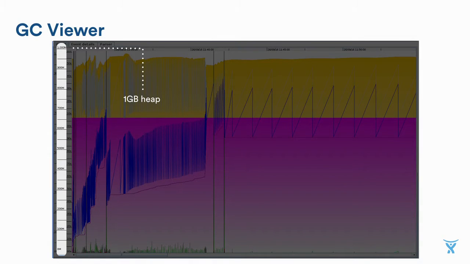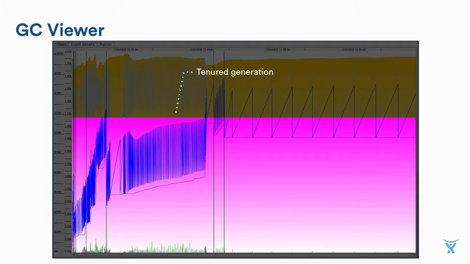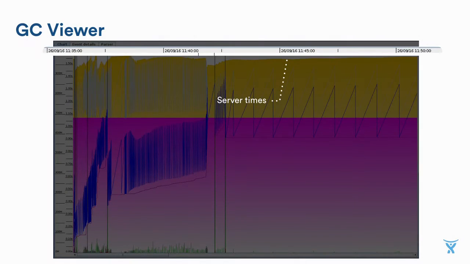Firstly, the size of the heap is marked out on the left. You can see this one is a 1 gig heap, and you can see how much is allocated to each generation. The young generation is marked out in yellow, and the tenured generation is the pink at the bottom. Along the top, you see the server time, so you can correspond those with reports of slowness or particular outages, and you can see visually what was happening in garbage collection at that time.